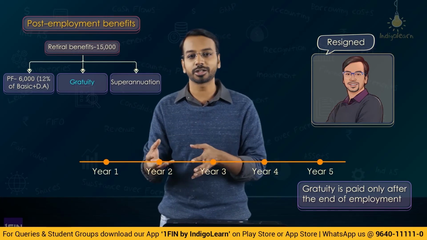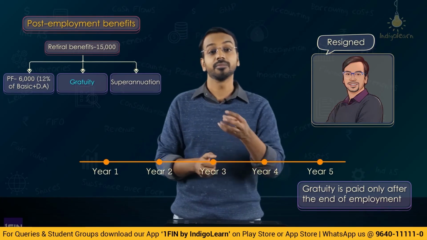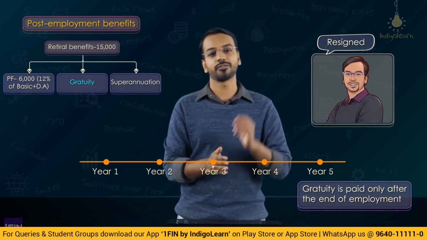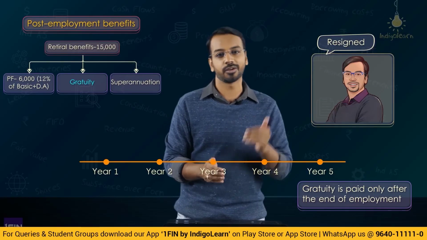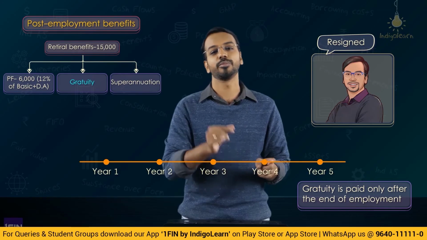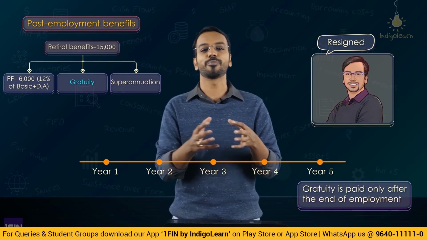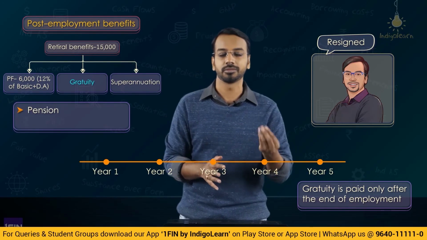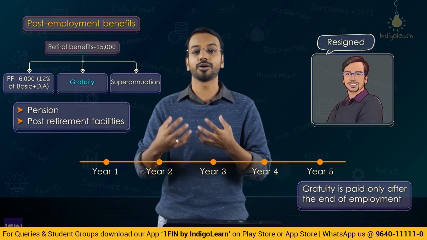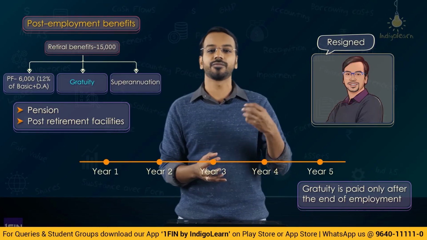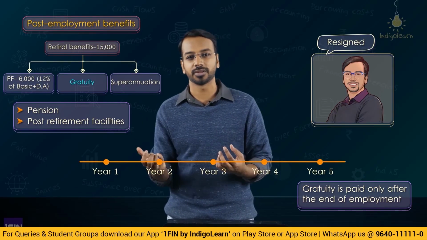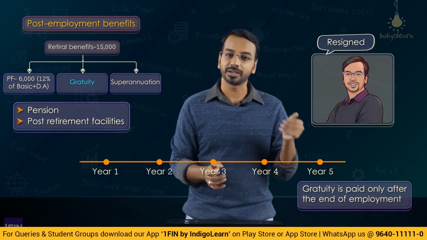Whereas, if you look at the short-term benefits, they are paid during the employment as well, right? But post-employment benefits are paid only after the termination of employment or only after the completion of employment. Either you resign or retire, you are fired, whatever it is, only after that point you will be made those payments. Those are called post-employment benefits. Something like pension, which is paid post-retirement, is also a post-employment benefit. In some cases, companies also provide post-retirement facilities like medical facilities, healthcare facilities, education facilities for children and all of that. Those are also post-employment benefits.